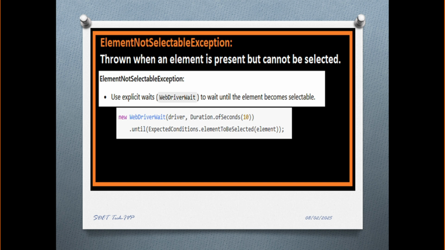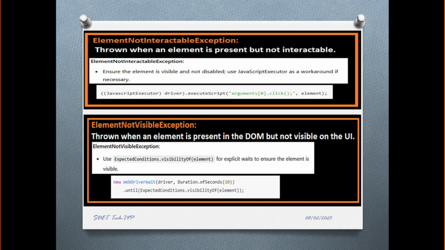Okay, the next exception is element not interactable exception, and this exception is thrown when the element is present but not interactable. Means the element is present in your DOM, but it's not interactable. So in that case we have to use brute force, and in the brute force we have to use JavaScript executor.